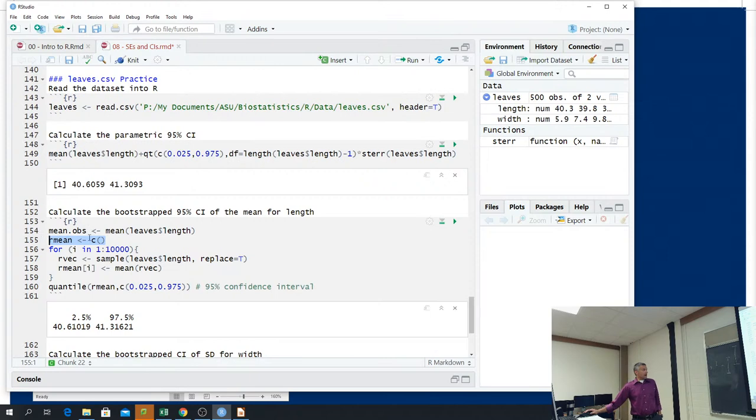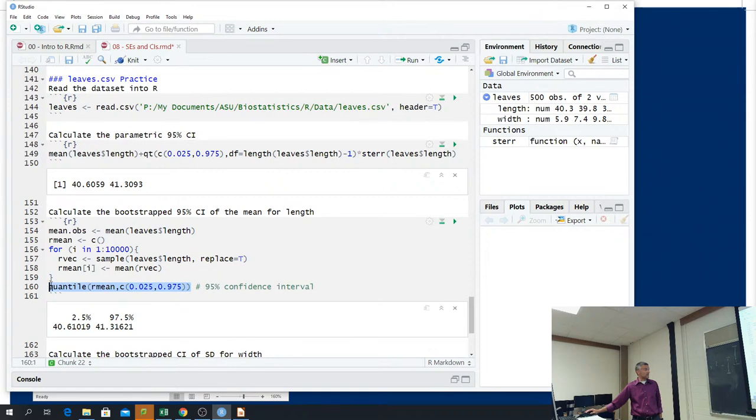That's going to hold all of our bootstrapped means. Then I'm going to do for i in 1 to 10,000. I'm going to sample from that length vector with replacement. So bootstrapping is all about sampling with replacement. And I'm going to save that vector as rvec. That's my bootstrapped vector. And then I'm going to do the mean of that vector, mean of rvec, and I'm going to save it in that rmean vector. And I want it in the i row. And at the end, I'm just going to run the quantile of rmean.